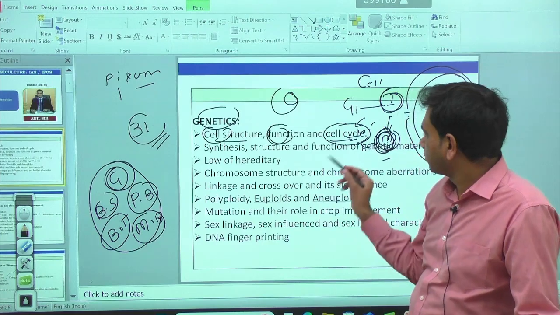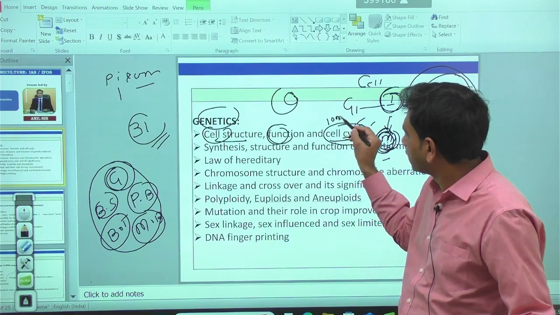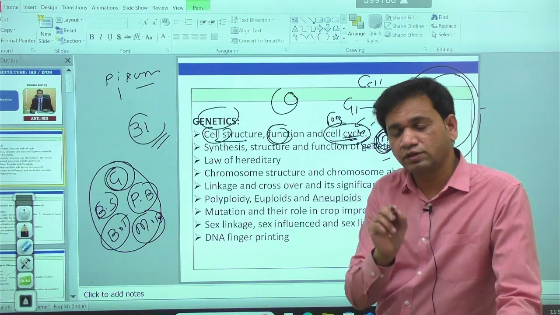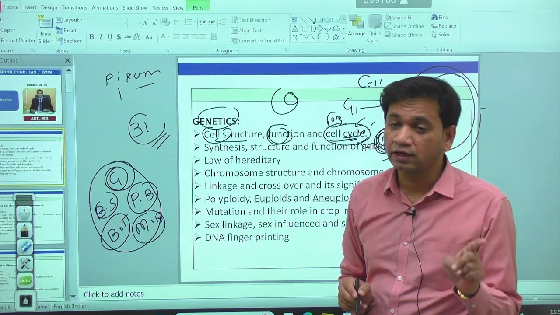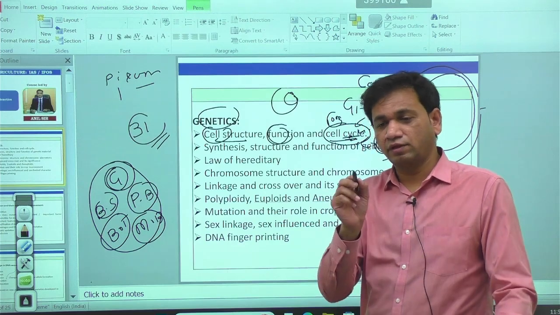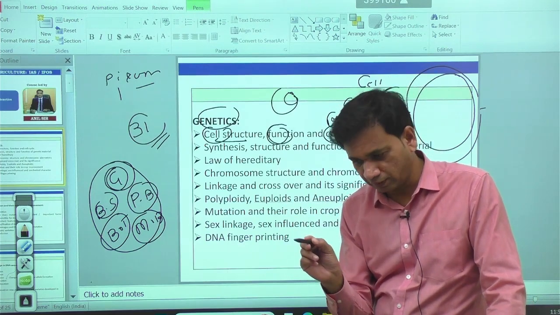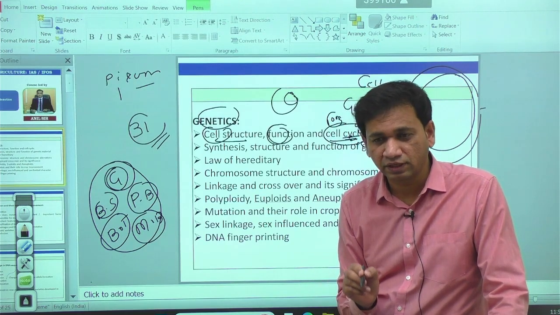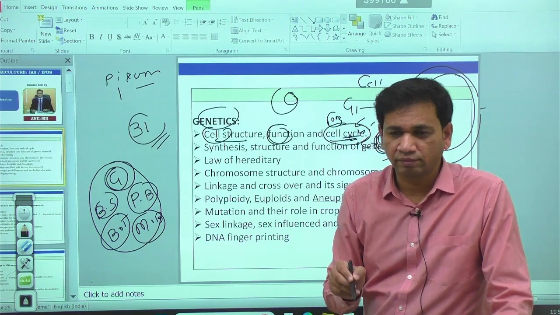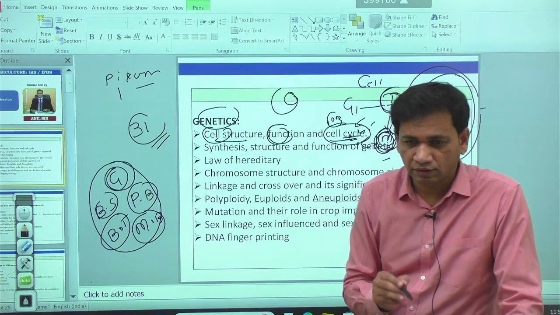Apart from that, we have the cell cycle. We can expect a 10-mark question on the cell cycle. There we have two phases: one is the interphase followed by the mitotic or meiotic phase. Within the interphase, again we have the G1 phase, S phase, and G2 phase. Once after completing the G2 phase, it enters into mitotic cell division. Within the mitotic, again we have the subphases: prophase, anaphase, telophase, and so on. Those are the substages here.